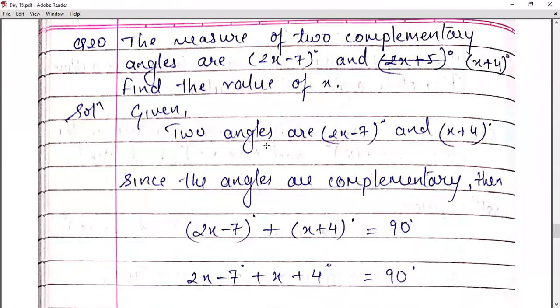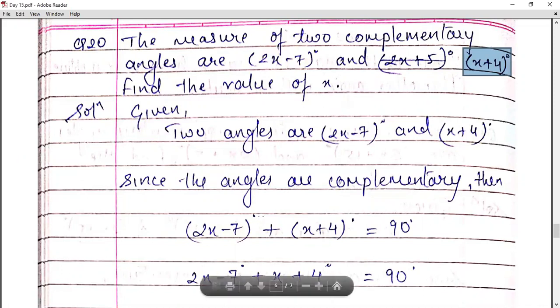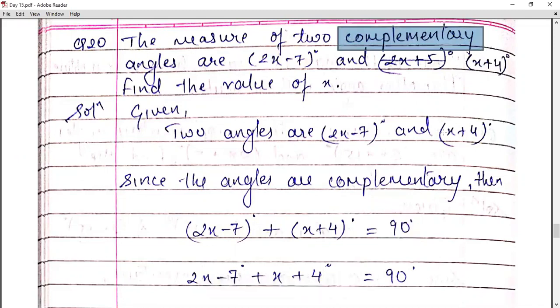Question number 20 is, the measures of two complementary angles are 2x minus 7 degrees and x plus 4 degrees. Find the value of x. Now this time the two angles are given as complementary. Complementary means the sum of these two given angles, sum means addition, is equal to 90 degrees as the angles are complementary.